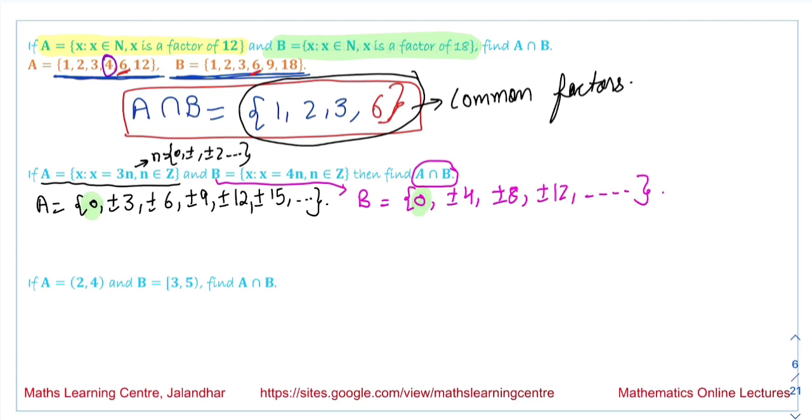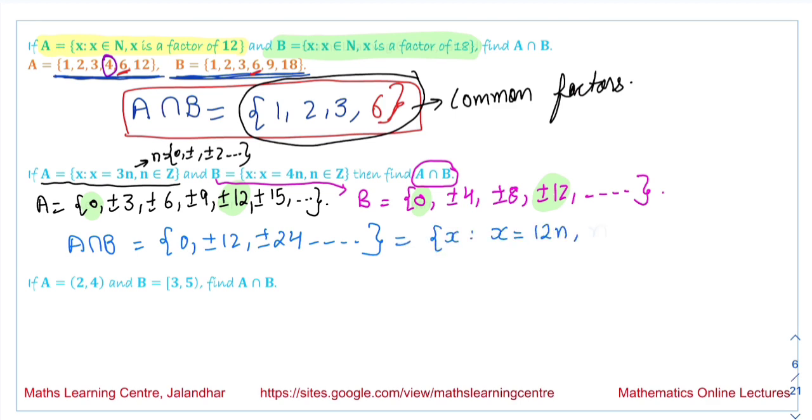Then the next element that we will have is plus minus 12, that is common in both these. So the answer we are going to write is A intersection B is equal to 0, then plus minus 12. The next factor that we will add will be plus minus 24 and so on. And this set we can write as x such that x is equal to 12n, n belongs to Z.